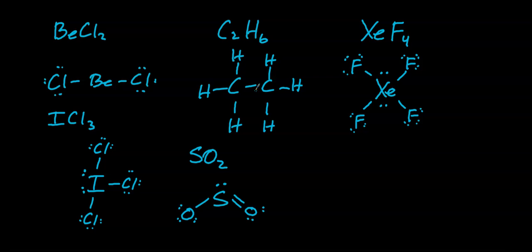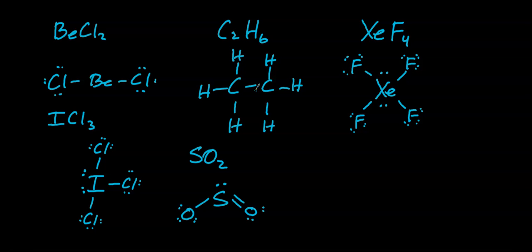Xenon tetrafluoride, XeF4, we have 4 bonds and 2 lone pairs. So this has an octahedral electron geometry because there are 6 electron groups on the central atom. This is AX4E2, 4 bonds, 2 lone pairs. This is square planar. Iodine trichloride, ICl3, we have 3 bonds and 2 lone pairs, so 5 electron groups total. So this would have a trigonal bipyramidal electron geometry. However, because we have 3 bonds and 2 lone pairs, the molecular geometry of this is T-shaped.